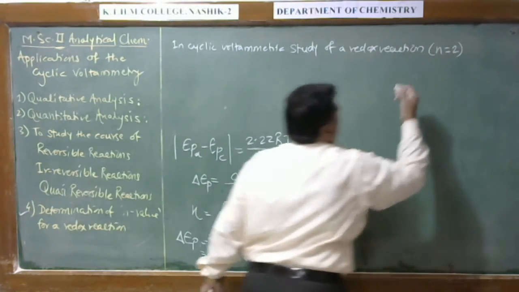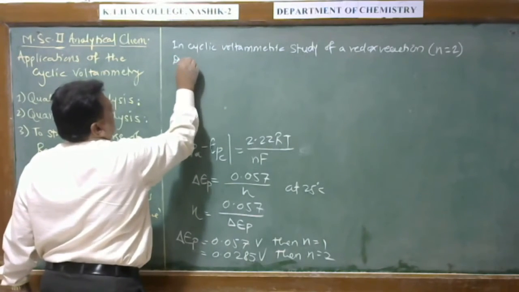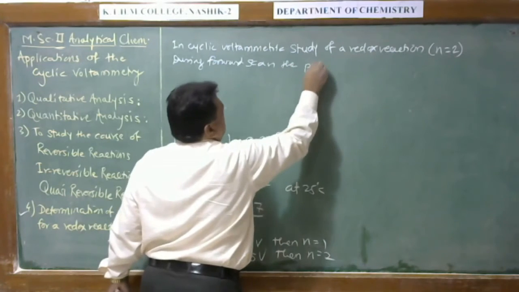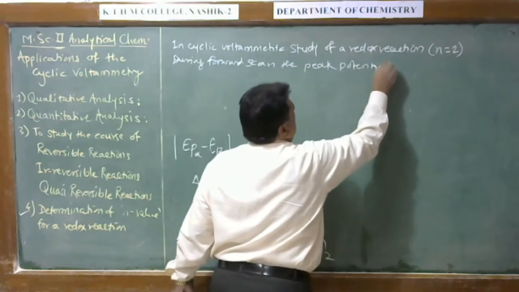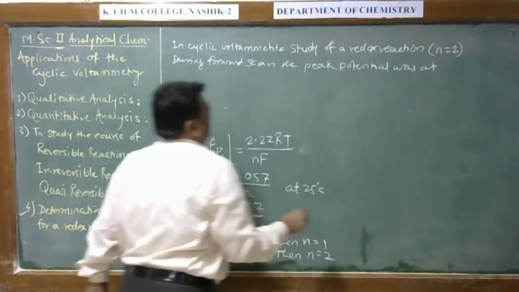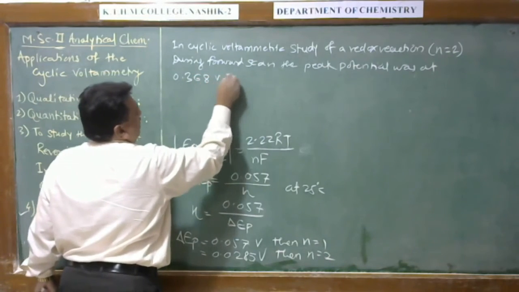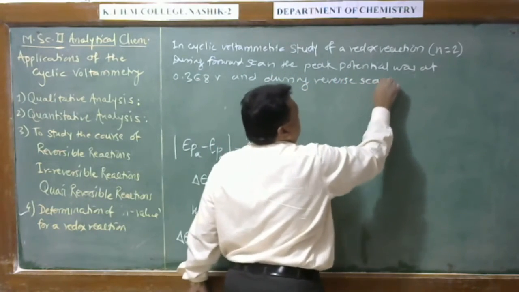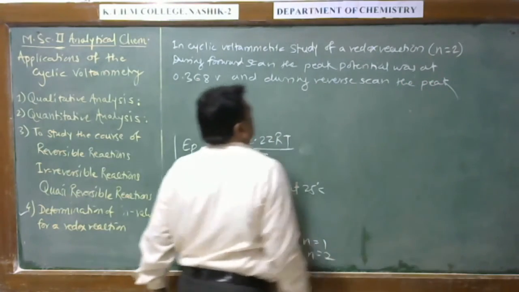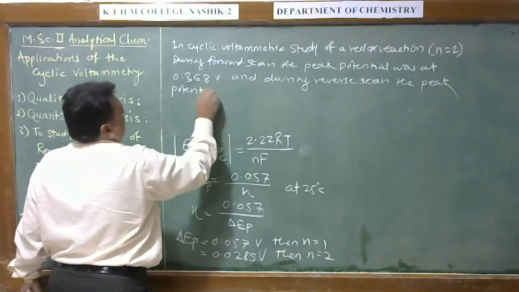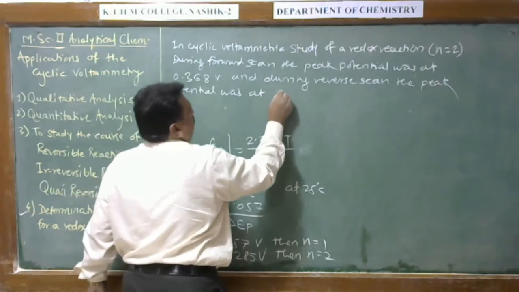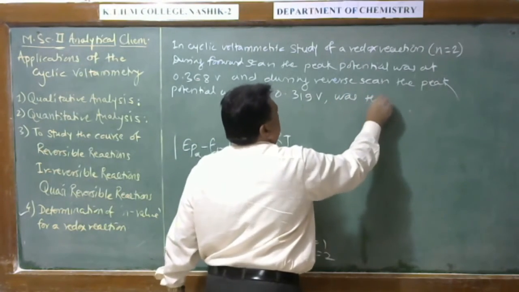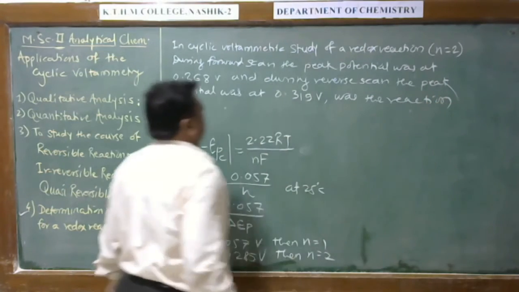N value is given equal to 2. During forward scan, the peak potential was at 0.368 volt, and during a reverse scan, the peak potential was at 0.319 volt. Is the reaction reversible?